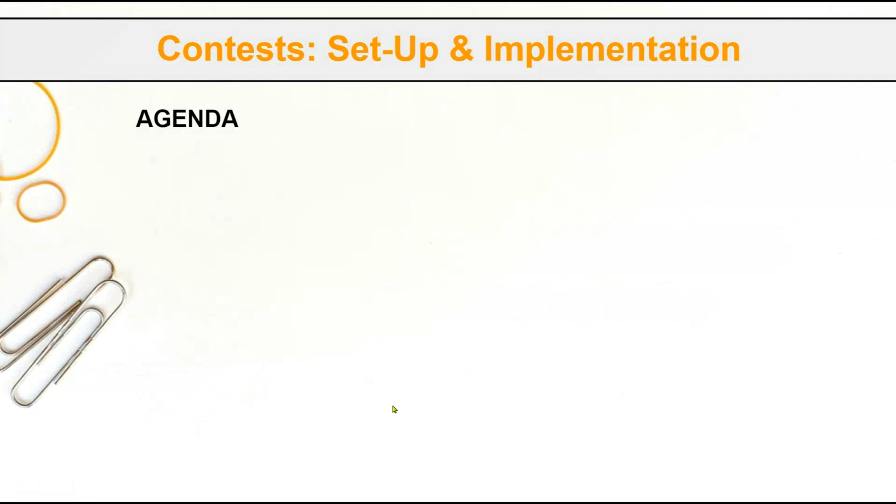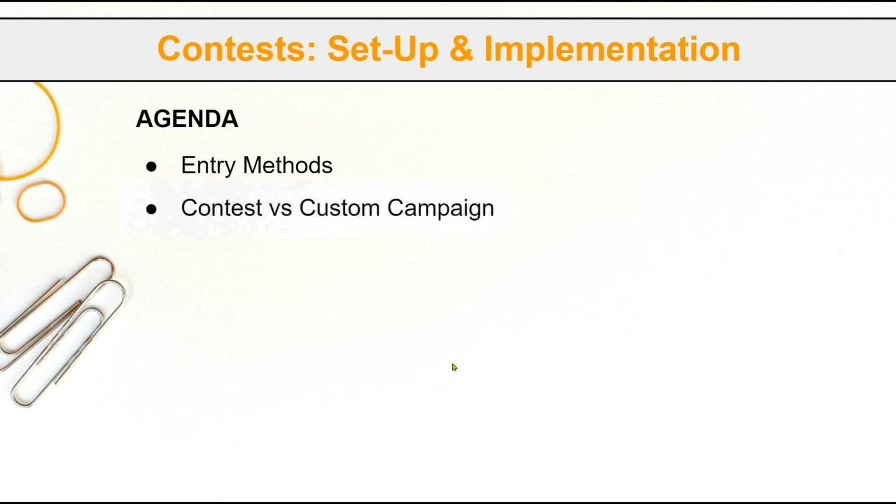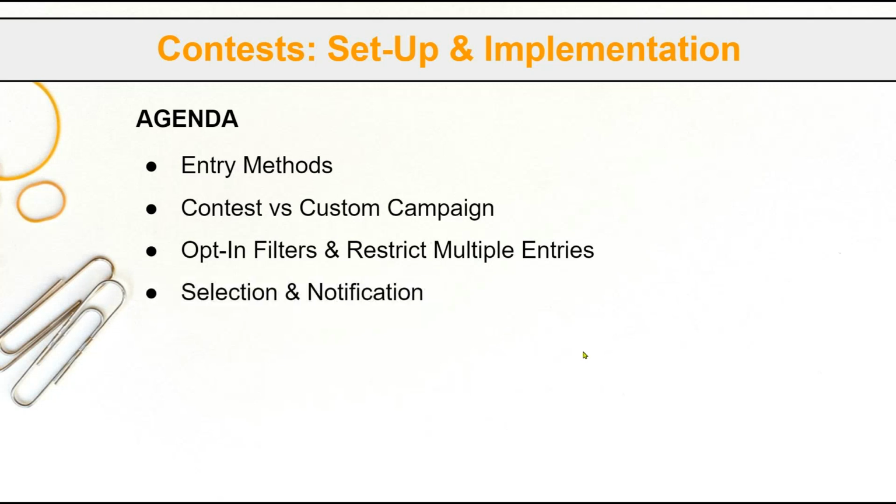So on today's agenda, we're going to look at a couple of things. One, a variety of entry methods, the way that people can enter these campaigns. We're going to look at the differences between contest and custom campaigns that you're going to use for a contest itself. We're going to look at creating filters, how to use those filters to collect required information and prevent multiple entries. Then we'll dive a little deeper into the selection and notification options based on the campaign types that we've chosen. And with time allowing, we'll get to do some Q&A.